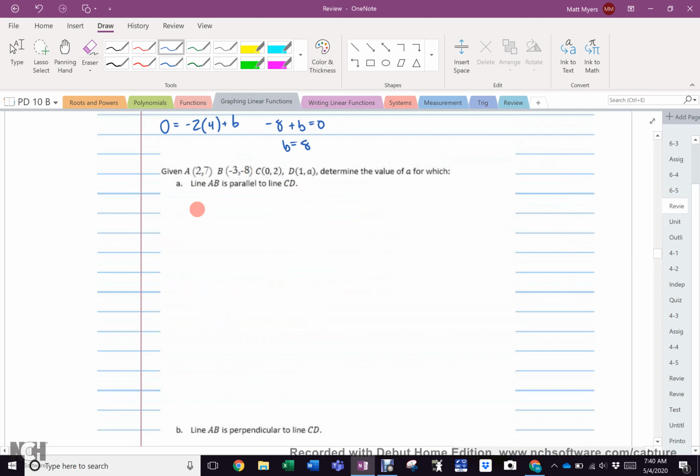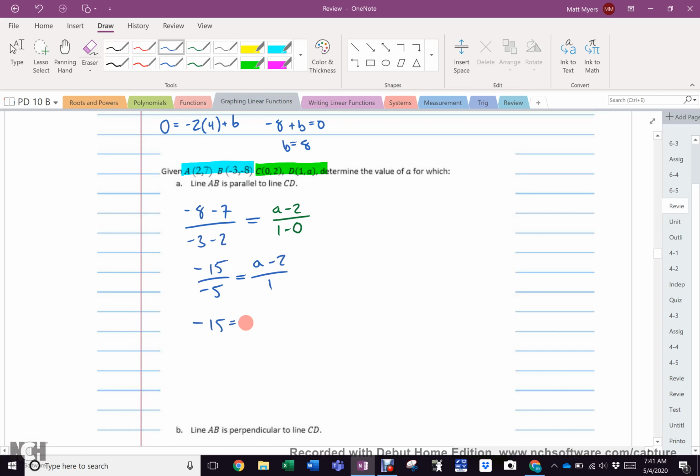If they're parallel, they have the same slope. So for A, which I will do in blue, negative 8 minus 7 over negative 3 minus 2 would have to equal, because they're parallel, that one, which I'll do in green, A minus 2 over 1 minus 0. And then you just do the math. Negative 15 over negative 5 equals A minus 2 over 1.